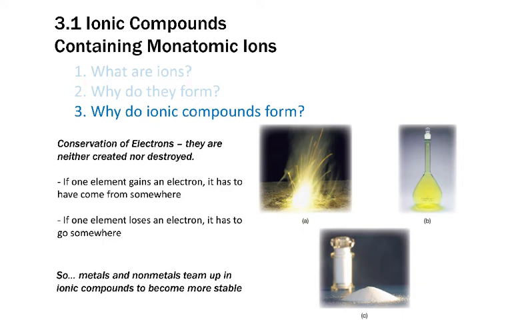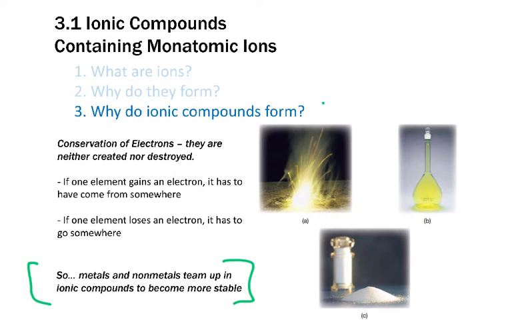So if a metal is going to lose the electrons, there has to be a non-metal around to take those electrons. And vice versa, right? If a non-metal is going to gain electrons, they had to come from somewhere. So there has to be a metal or something there to give them up. So you could think about metals and nonmetals as they team up in ionic compounds. And the reason they do so is to become more stable.